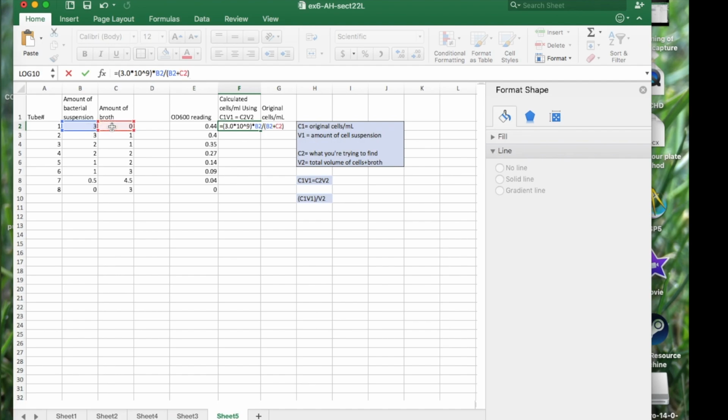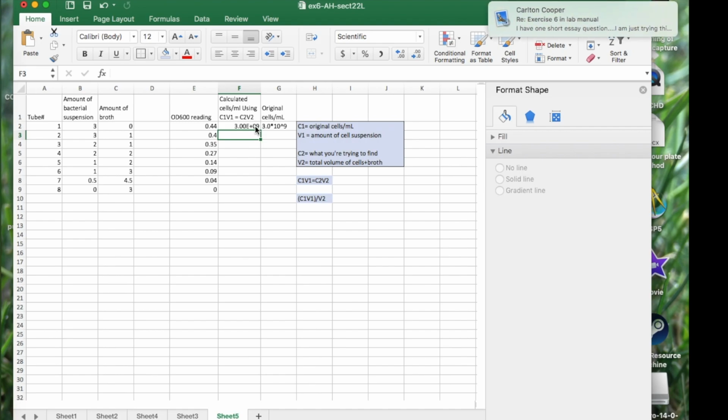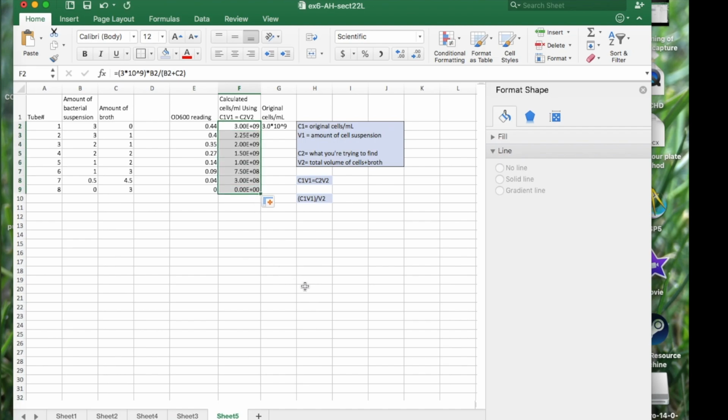And then we're going to divide that by our V2, which is the total volume in our tube, which is the amount of broth plus the amount of cell suspension. And then we're going to pull that formula down, and that will give us our calculated cells per ml in the dilution tubes that we made.